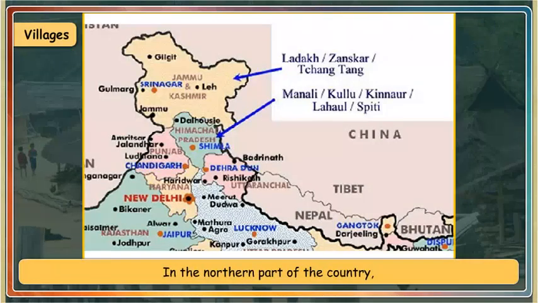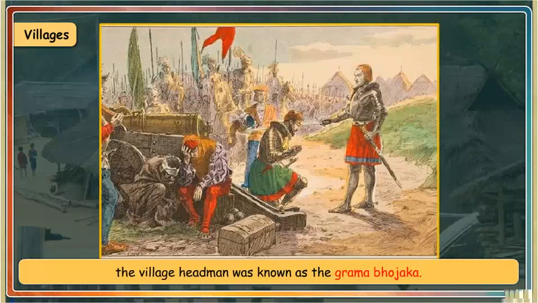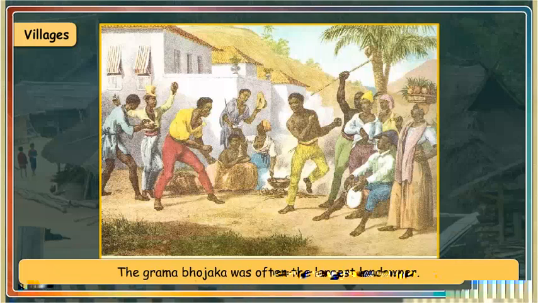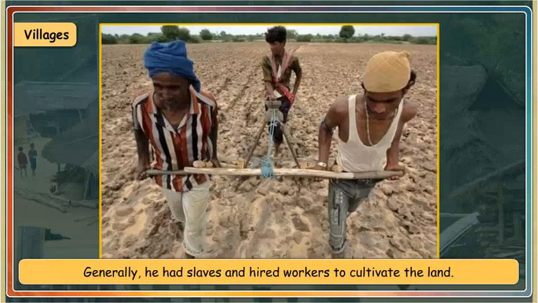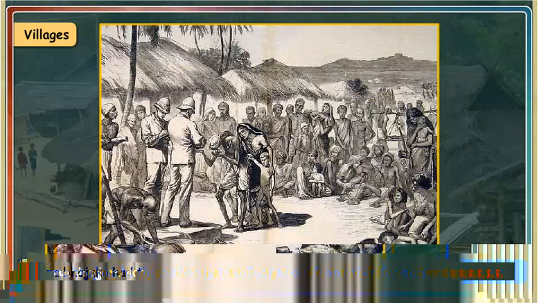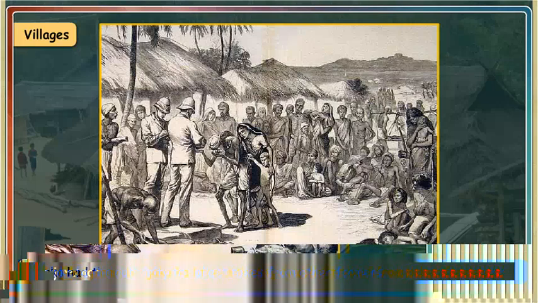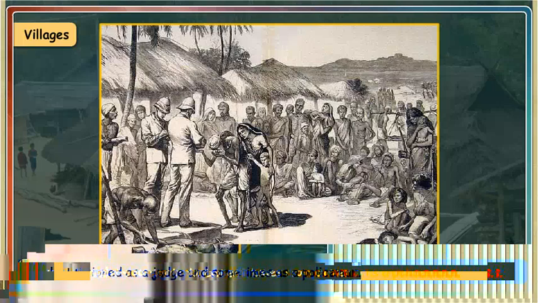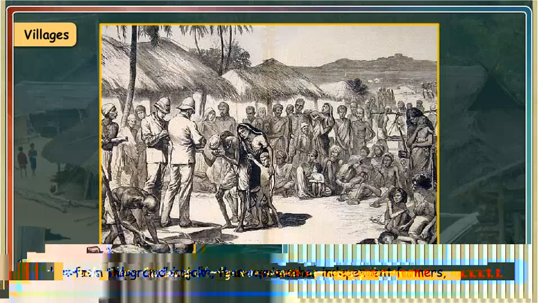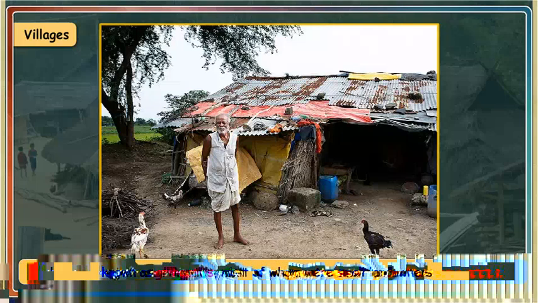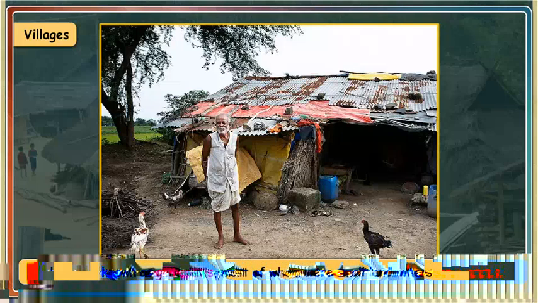In the northern part of the country, the village headman was known as the Grama Bhojaka. The Grama Bhojaka was often the largest landowner. Generally, he had slaves and hired workers to cultivate the land. The Grama Bhojaka had the authority to collect taxes from other farmers. He also functioned as a judge and sometimes as a policeman. Apart from the Grama Bhojaka, there were other independent farmers known as Grihapatis, most of whom were small landowners.